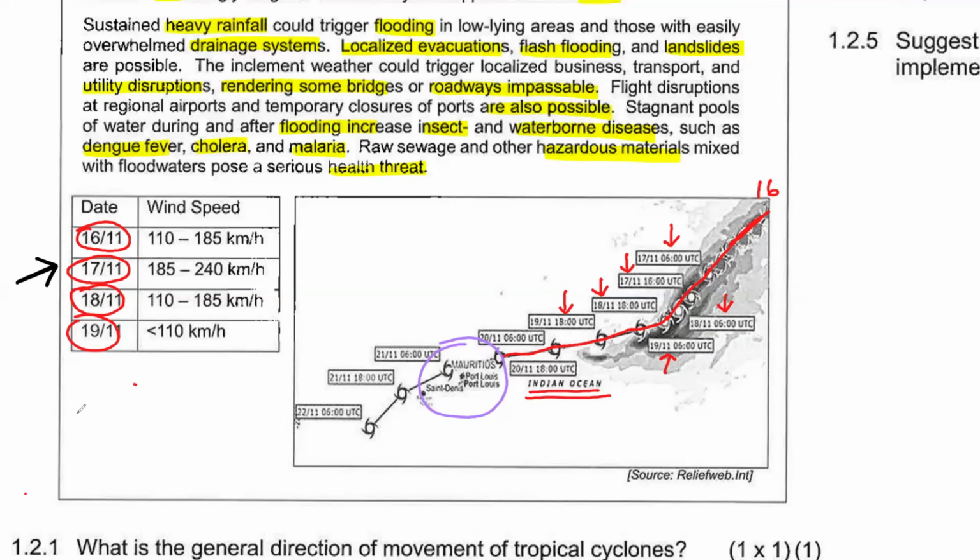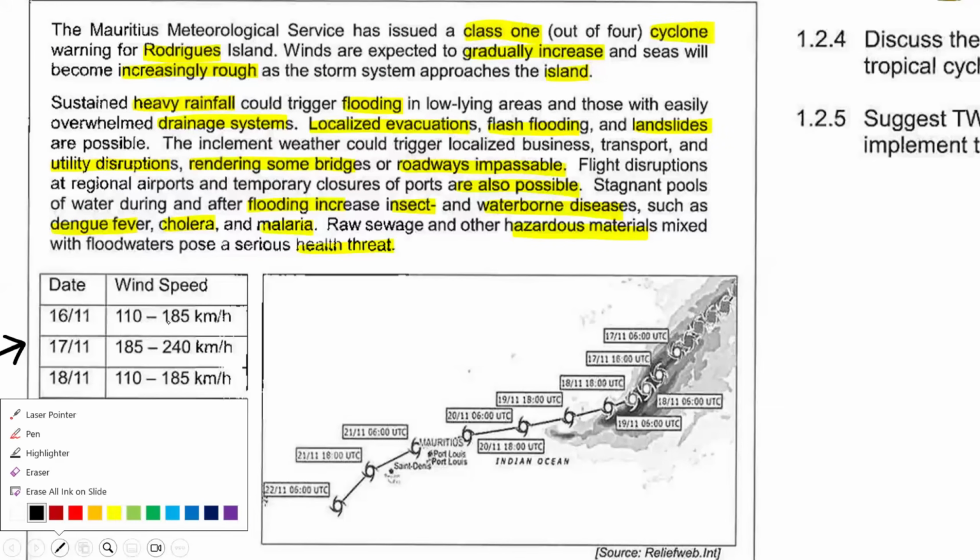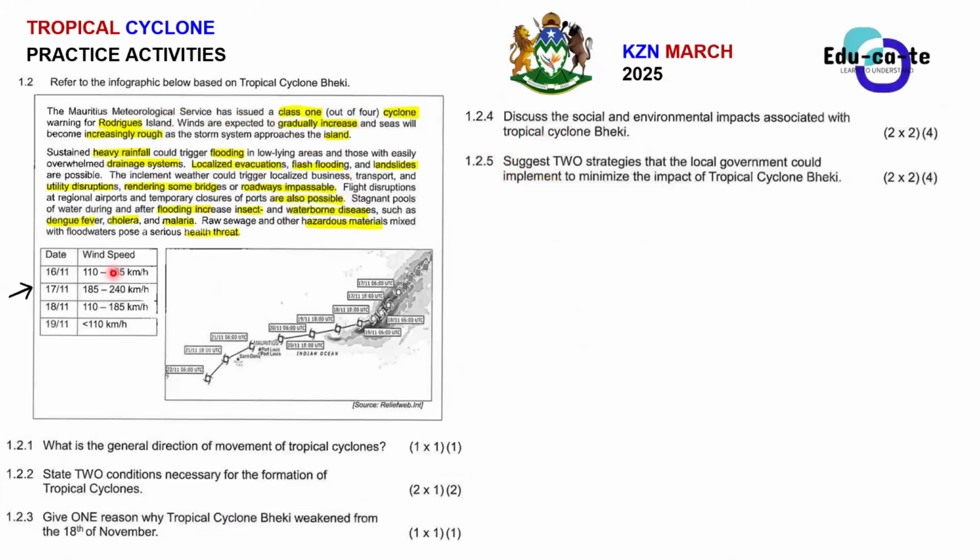Let us just try to proceed and answer the questions because you guys already know what causes these wind speeds to decrease. You already know when a tropical cyclone enters the land, it will start having friction and it starts slowing down. Because at first it had 110 kilometers from 110 to 185. Then secondly, it's 185 to 240 on the 17th of November. So it has increased the wind speed. Then on the 18th, it now decreases back to 110. On the 19th, it's now less than 110. So it shows that it is slowing down. So let's just do a quick answer. Let's just answer the questions there.